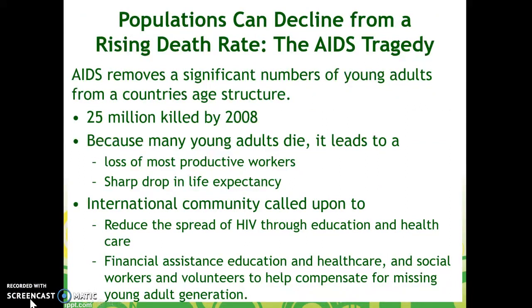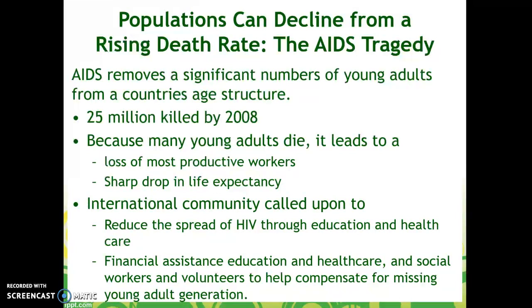AIDS has been a large reason for a lot of decline and rising death rate. AIDS removes a significant number of young adults from countries in their age structure. Worldwide, 25 million were killed by AIDS in 2008. That's a lot. And because many young adults die, it leads to a loss of productive workers and a sharp drop in overall life expectancy.